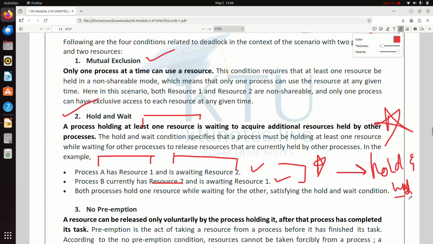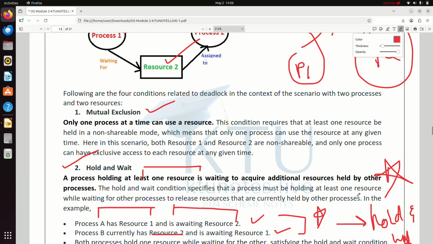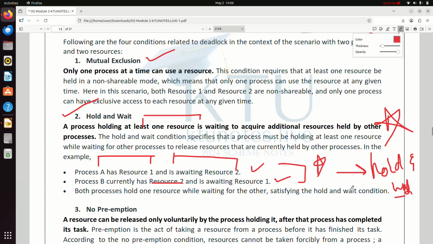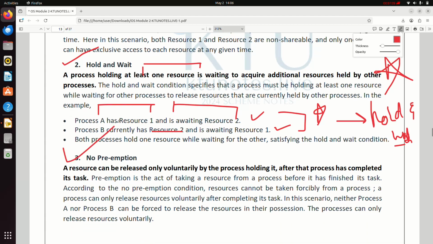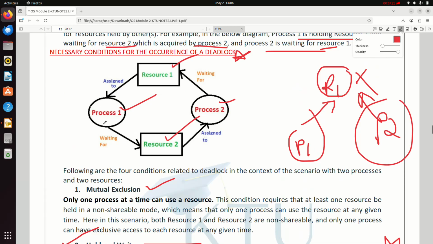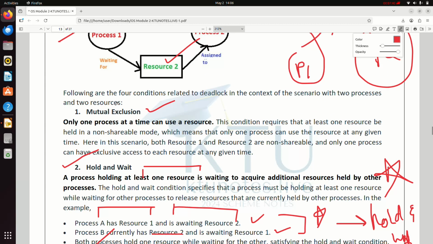Okay, so first is mutual exclusion. That is, only one process can use one resource at a time. Then the hold and wait condition. The next condition is non-preemption. Non-preemption means you cannot forcibly remove a resource from a process. That means a resource can be released only voluntarily by the process holding it after the process has completed its task. If process 1 has resource 1, you cannot forcibly remove resource 1 from process 1 involuntarily. Voluntarily, after process 1 completes its task, only then is it able to release it. Okay, that is what it says.